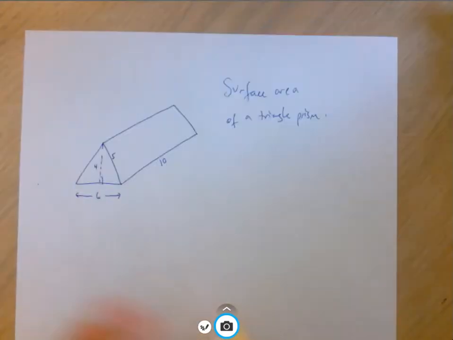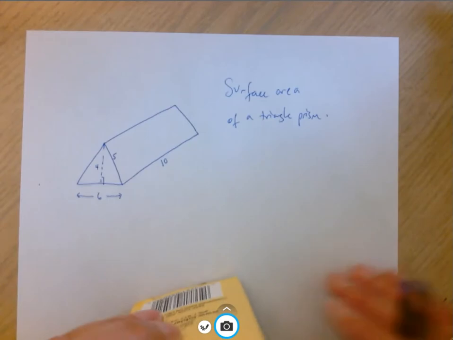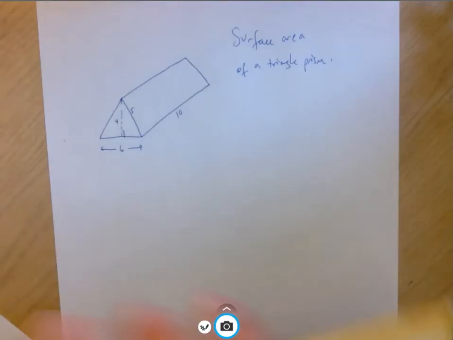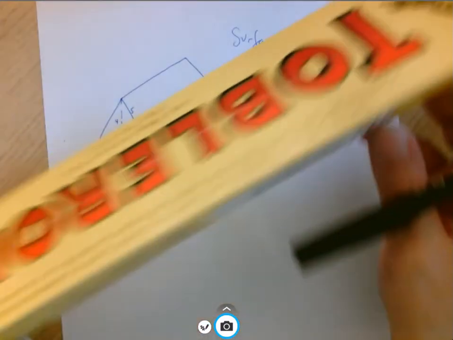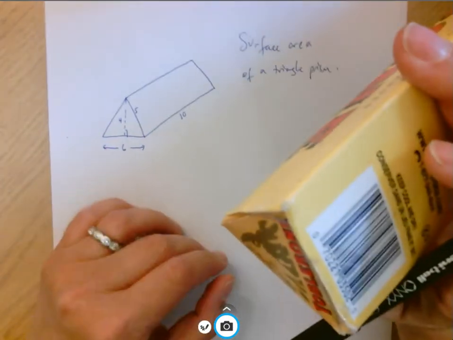And so you can see with this, what makes it a prism is that the bottom is a triangle. And I know you can't see the whole thing, but basically the one base is a triangle, the other base is also a triangle, and all the other faces are rectangles. Okay, so here's your box.